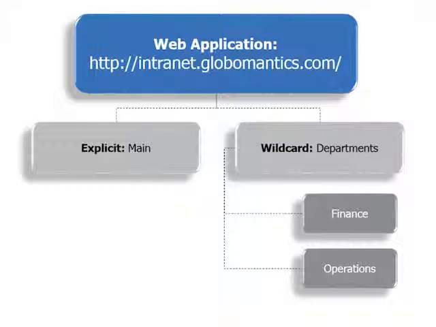Then we're going to create the departments site collection, and that is going to be a wildcard managed path. We're going to have a wildcard inclusion so that we can create those child URLs and allow for the creation of additional site collections beneath that department site collection.